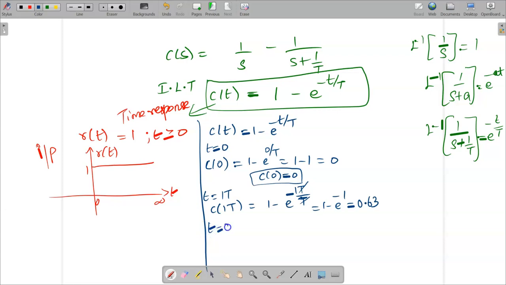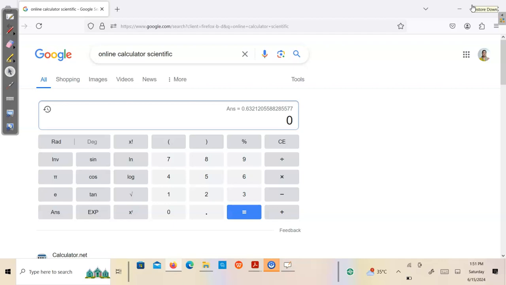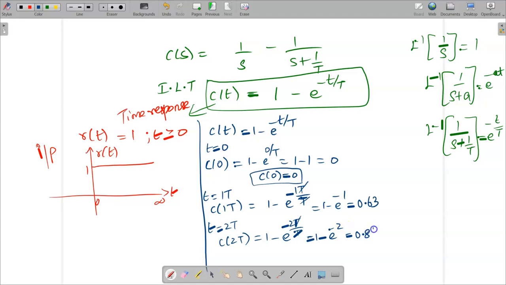Similarly, let me substitute some other value also. Let me take t is equal to 2T. So c of 2T is 1 minus e power minus 2T by T. T gets cancelled. So 1 minus e power minus 2. So e power of minus 2. Okay. So 1 minus the answer is nothing but 0.86. Okay. So it is nothing but 0.86.